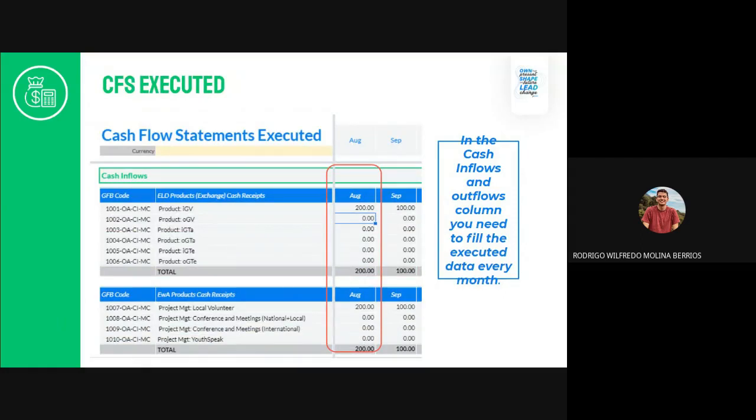After that, you will have the cash flow statement executed, which is very similar to the revenues and the costs, but in this case we are just following the cash inflows and outflows. It is also divided in month columns, where you will have to classify if the cash comes from a certain product, but it is less specified than in the revenues and costs executed tabs.